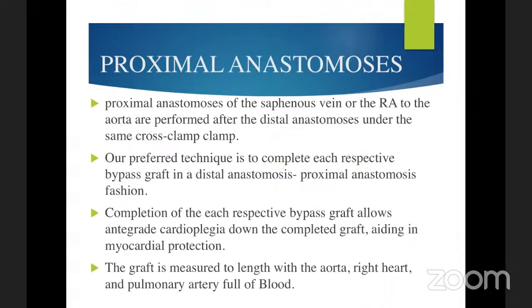Now we'll move to the proximal anastomosis. Proximal anastomosis of the saphenous vein or the radial artery to the aorta are performed after the distal anastomosis under the same cross clamp. Our preferred technique is to complete each respective bypass graft in a distal anastomosis, proximal anastomosis fashion. Completion of each respective bypass graft allows antegrade cardioplegia down the completed graft, aiding in myocardial protection. The graft is measured to length with the aorta and right heart full, pulmonary artery full of blood.